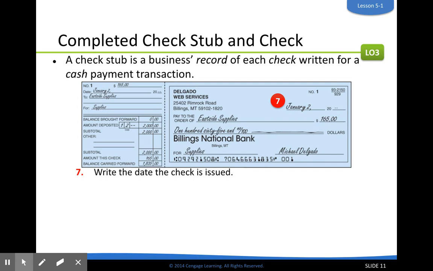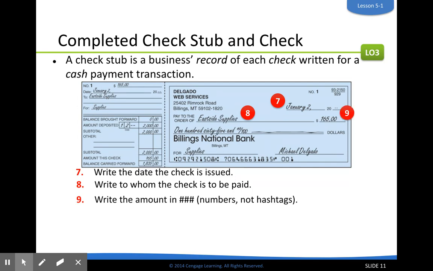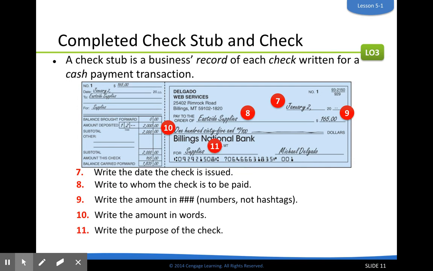All the information for the check comes from the check stub. So we have our date. You might want to draw an arrow from the check stub to the check on your note guide if you would like. Number 7 is the date. Number 8, who we're writing the check to. 9, the dollar amount written in numerically. 10 is the dollar amount written using words. The purpose of the check, and then finally the signature.